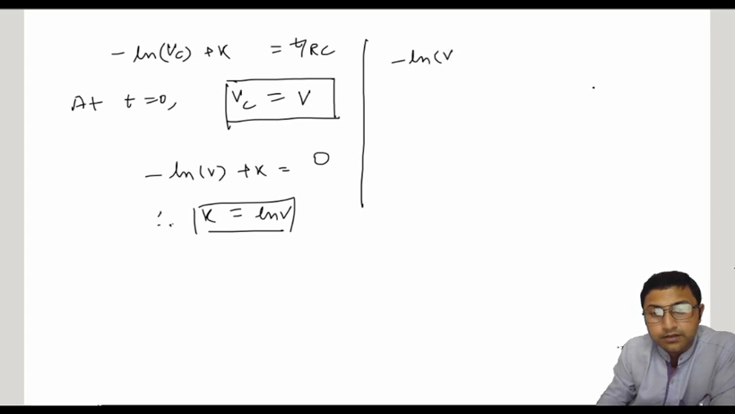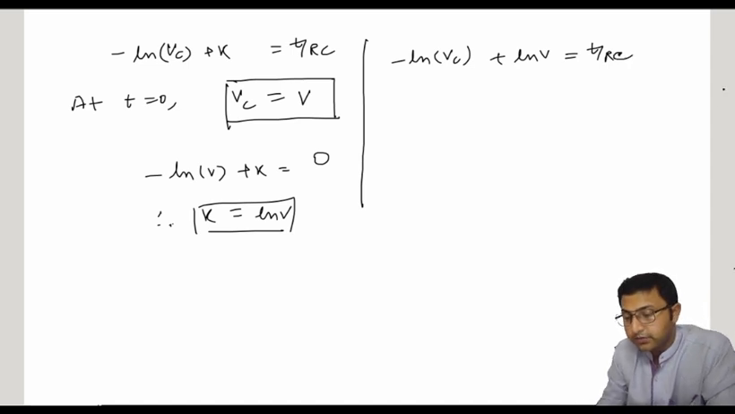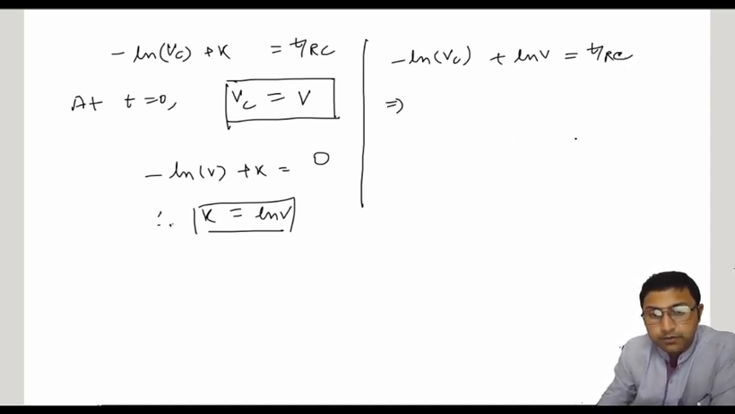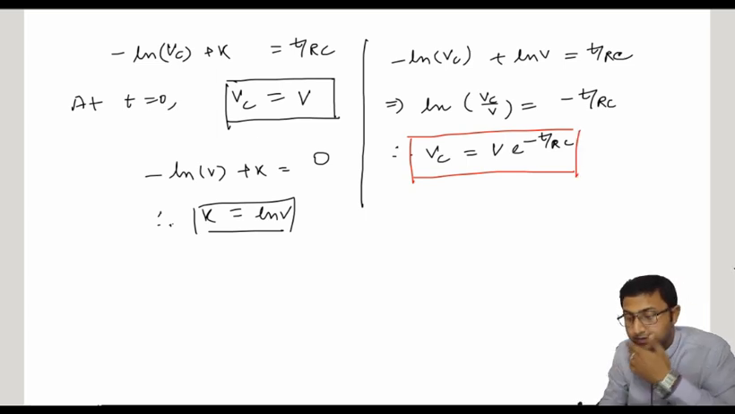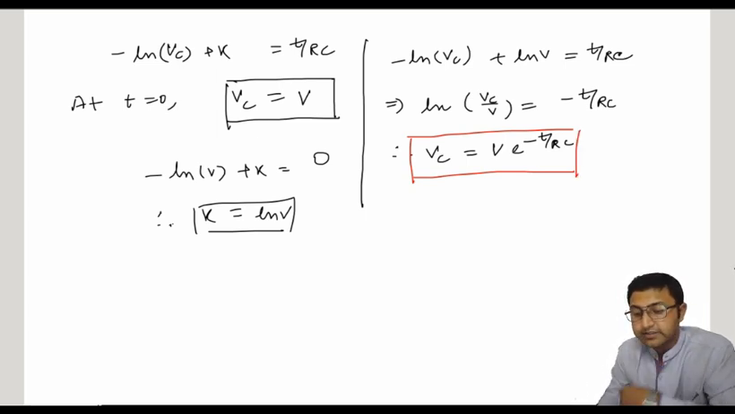This is the condition. Now putting the value, minus ln Vc plus ln V equal to t by RC. From that, ln Vc by V equal to minus t by RC. From that we can write Vc equal to V into e to the power minus t by RC. So this is the voltage across the capacitance when the switch is off. This is the discharging voltage.